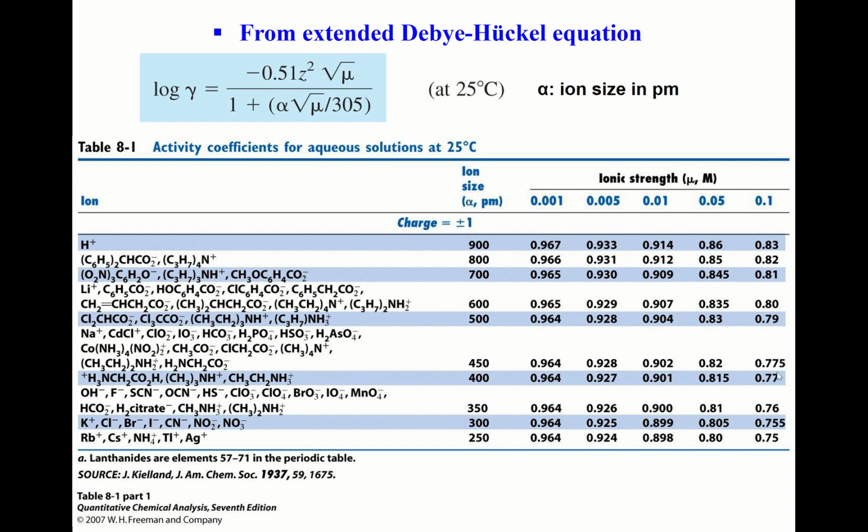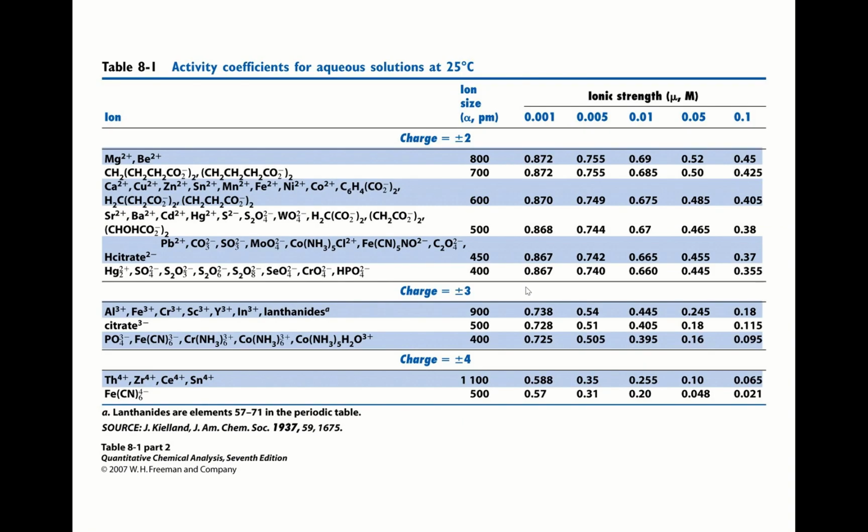You simply take a look. At higher ionic strength, this gamma value becomes smaller and smaller. These are all monovalent ions, right? But what about divalent and trivalent and even tetravalent ions? As the ionic charge increases, this gamma value decreases very rapidly.